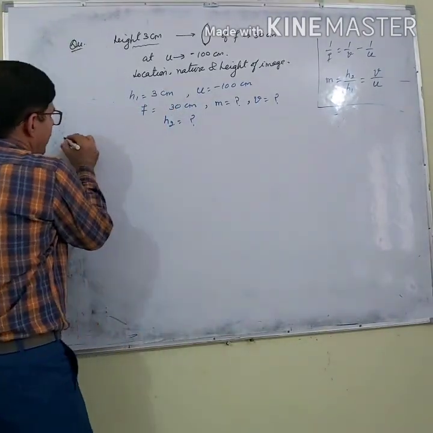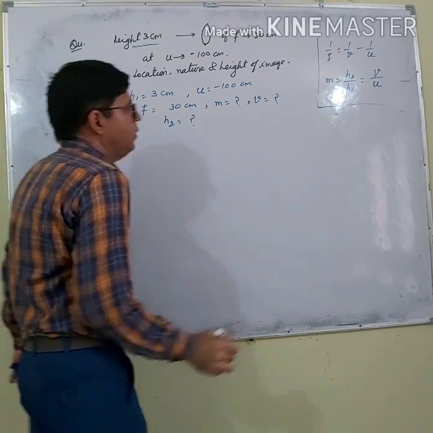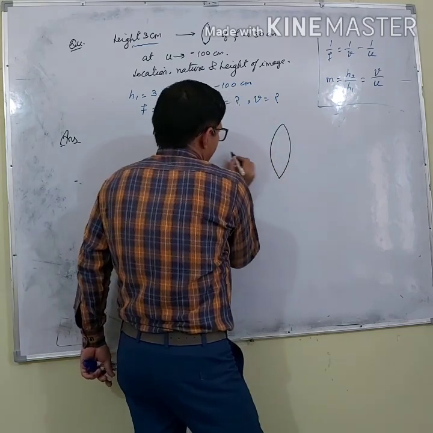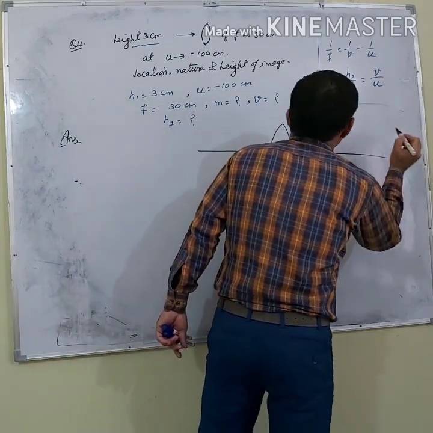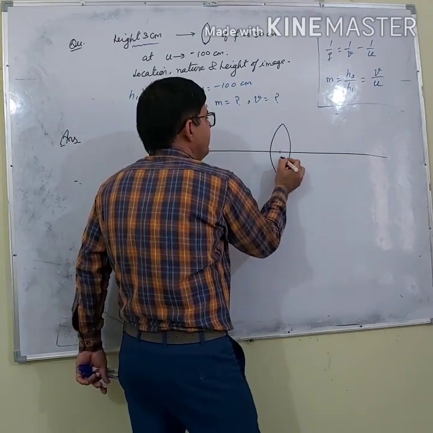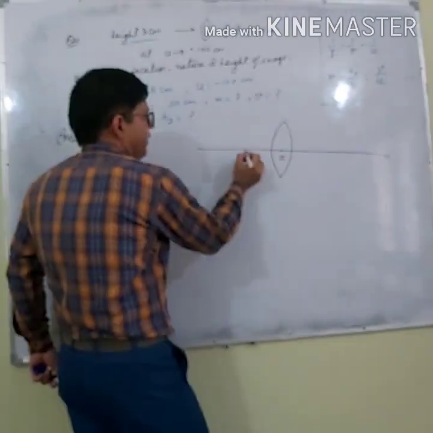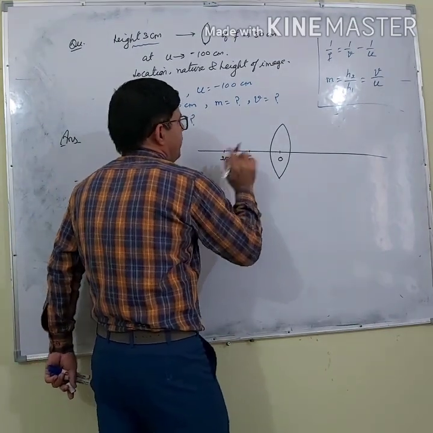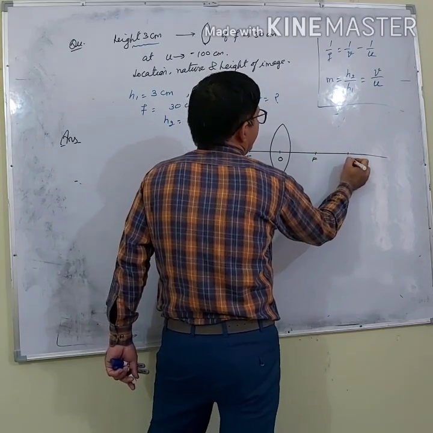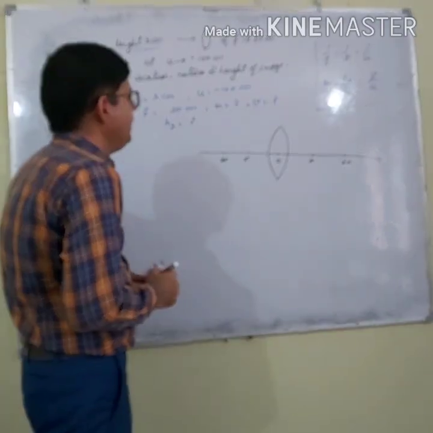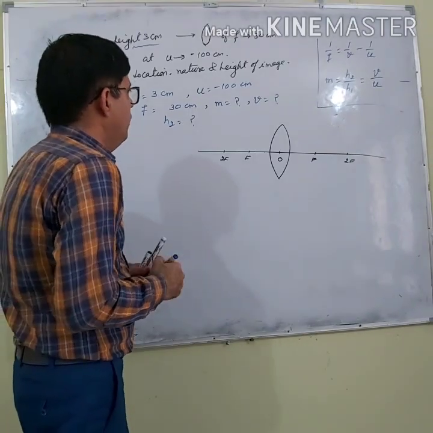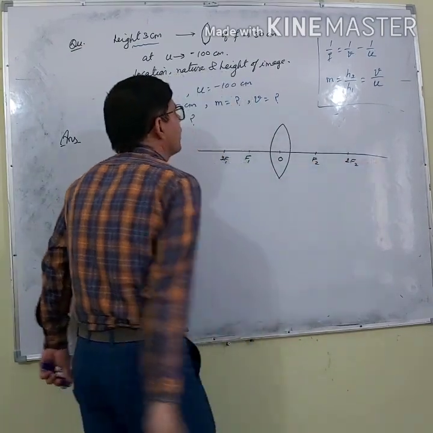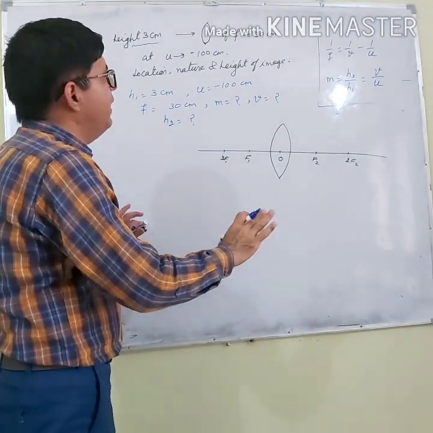So let me also draw the diagram of this. Let us say we have a convex lens, and this is the principal axis. This point is the optical center. This is f, this is 2f, and here it is f, here it is 2f. For simplicity, you can write it as 1 and 2 here. If you don't write 1 and 2, it makes no difference. It is equally correct.